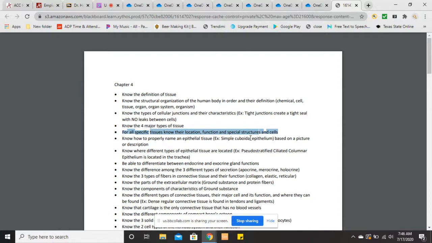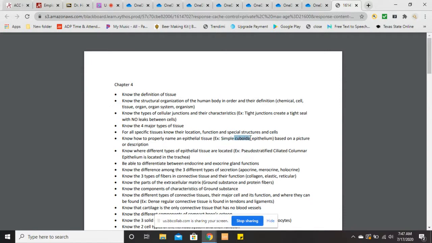Okay. So for example, when we look at epithelial tissues, for you to know them, of course, you're going to have to name them. Remember, it's pretty straightforward to name an epithelial tissue. Remember the first part of the name. Remember, if you're simple, it means you have one layer. Stratified means more than one. And pseudostratified means you're falsely looking like more than one.